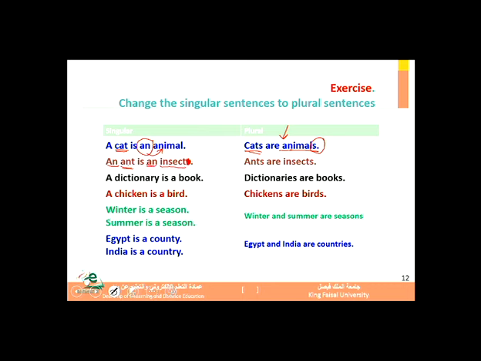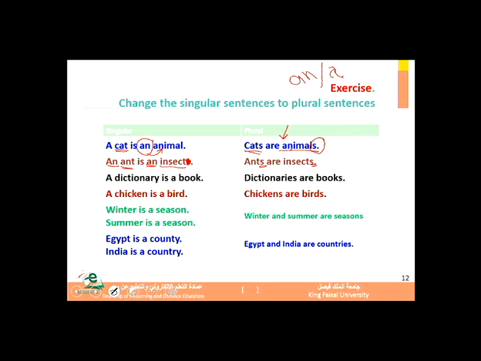Now we change this sentence into the plural. Ants are insects. We did not use an again. Why? Because we have a plural noun. And you cannot use an or a unless you have a singular noun. So an or a are used only when the noun is singular. Ants and insects are plural nouns, so you cannot use an here.